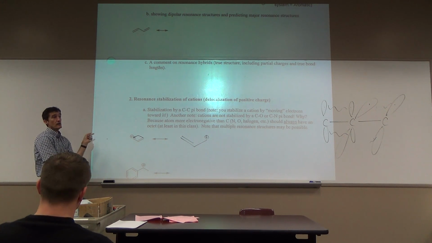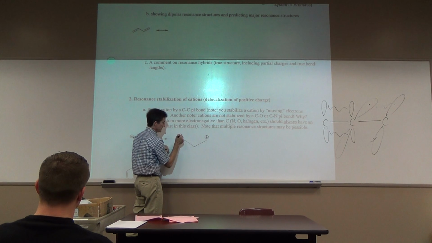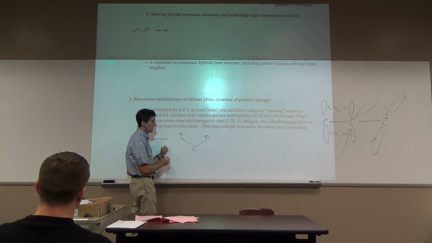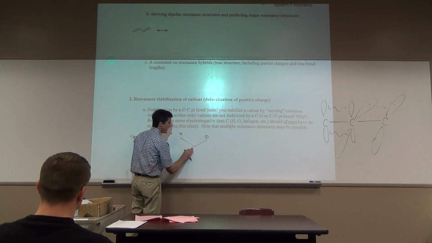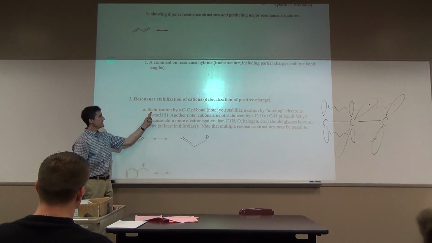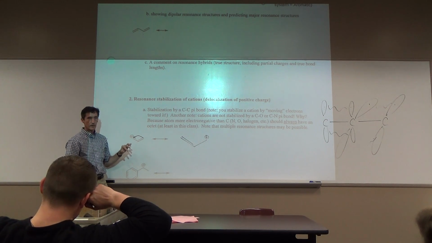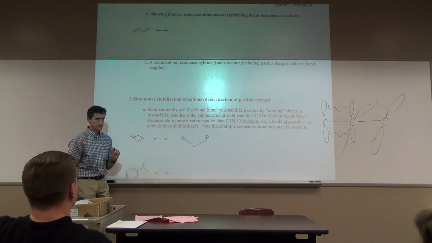Now, theoretically I could draw a resonance structure where I do that, but now I'm creating more charge. The goal here is not to draw all possible resonance structures. The goal here is to stabilize the cation by resonance, and there's only one where you stabilize the cation by resonance.